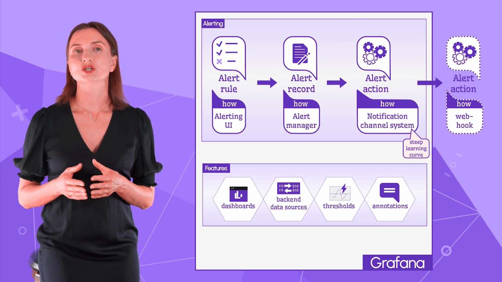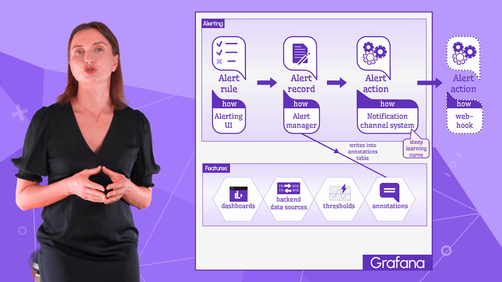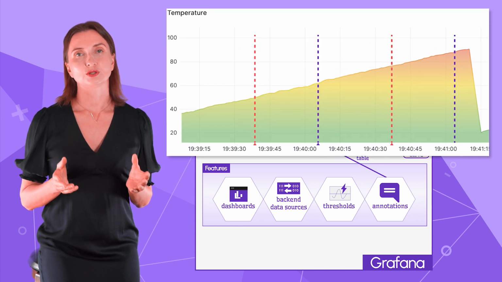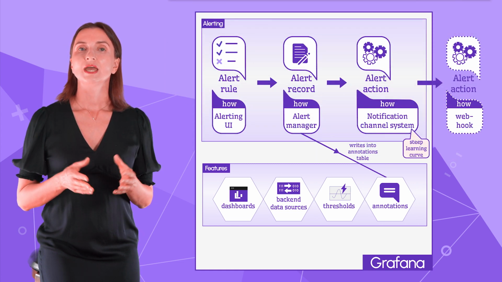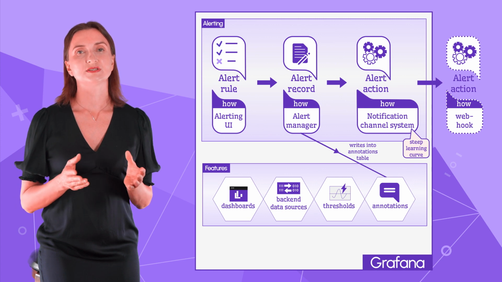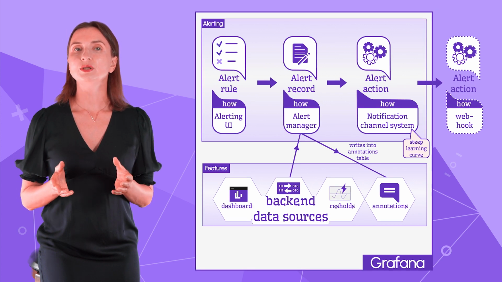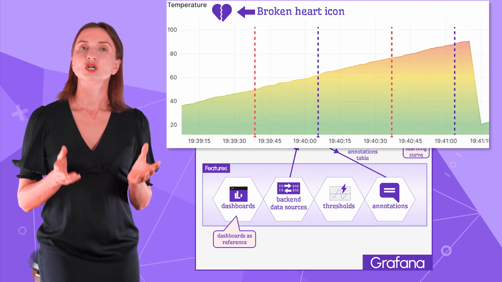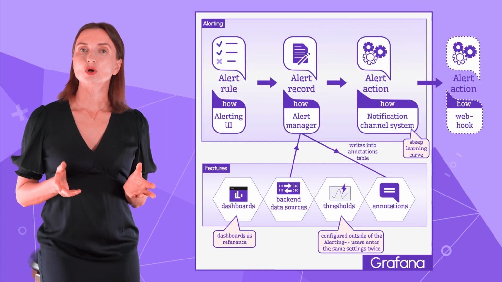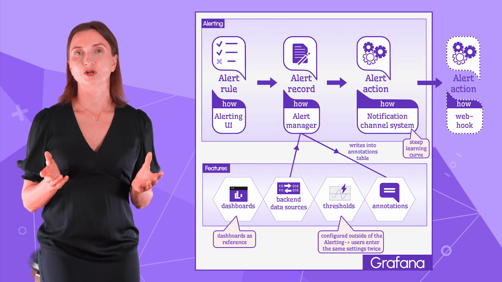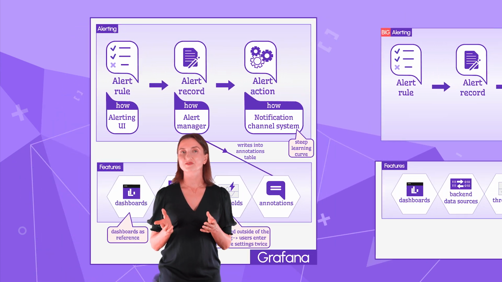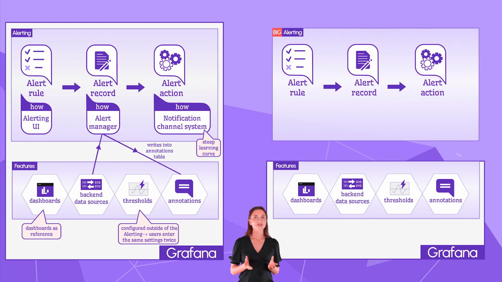The Alert Manager submits records into the annotation table, so every alert record becomes an annotation, and Grafana displays it on the visualization panels as vertical lines. Data sources are the place to run specified alert queries, and those can only be the back-end data sources. Dashboards participate in the process as a reference to display broken hearts. Thresholds are configured separately from the rest of the alerting, manually by a user. The existing alerting system is fantastic for observability and DevOps personnel. For business users, let's review Big Alerting and what it has to offer.